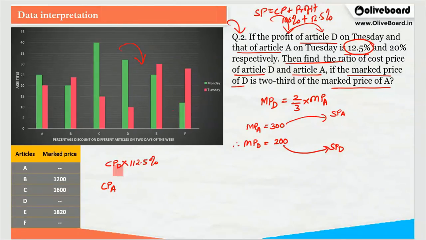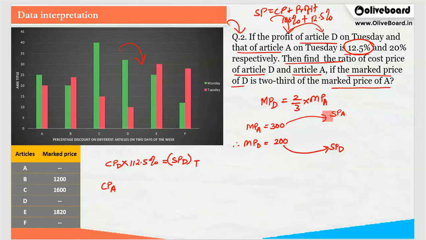Okay, now why am I finding the SP? Because when I find the SP here, and I can also find the SP of D from the bar graph, I will equate those and find the CP of D. Likewise, I will equate the SP of A from these two conditions and then I will get the CP of A and then I will find the ratio. So this will basically give you SP of D on Tuesday, because the profit is used for Tuesday. Okay, so this is basically for Tuesday.